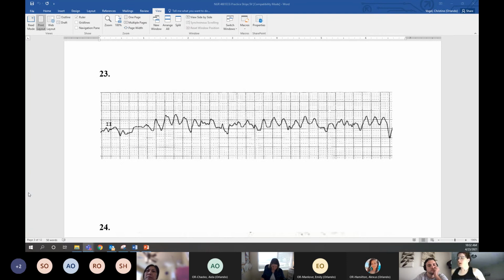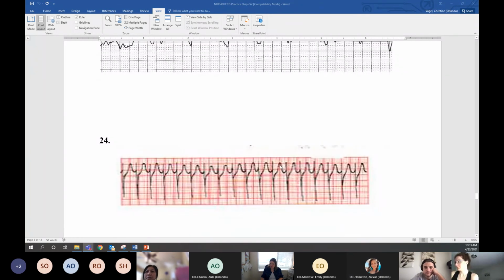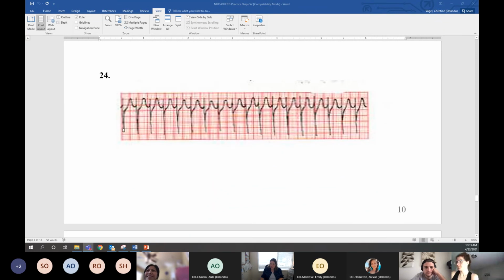23. Looks really chaotic. Go ahead. VFib again? VFib, good. Well, you see VFib, what do we need to do? Defibrillate? Defib, you got it. Okay, super. Moving on to 24. This looks like a regular rhythm. So they're equally distant. And what is the rate on this?